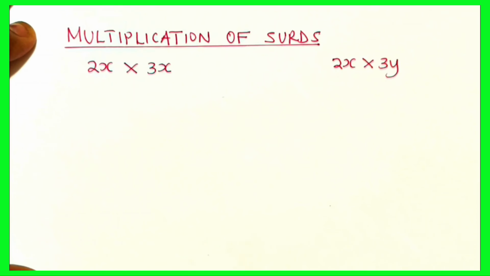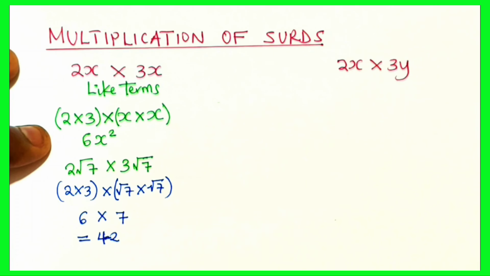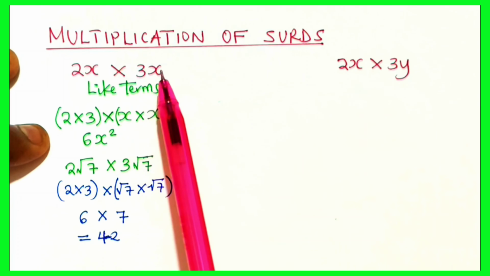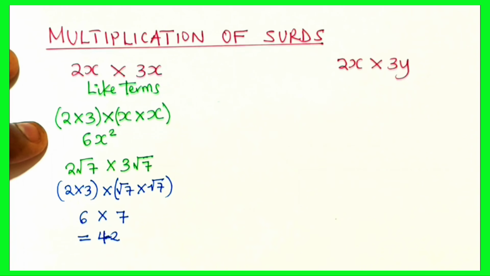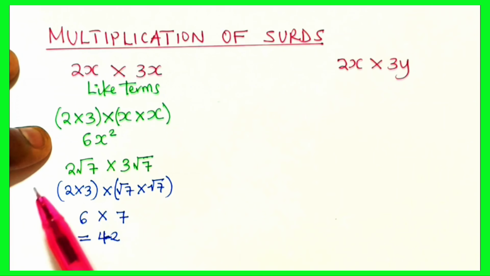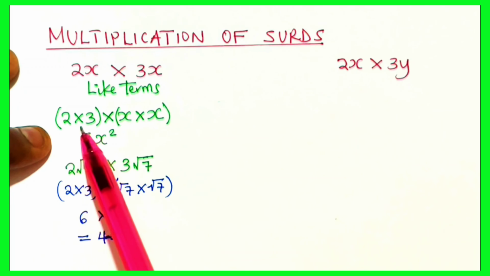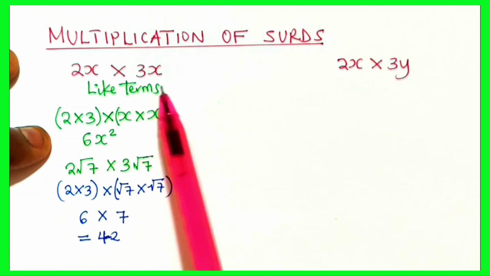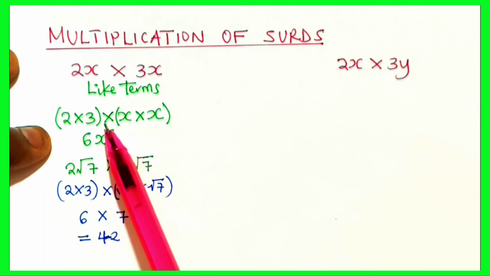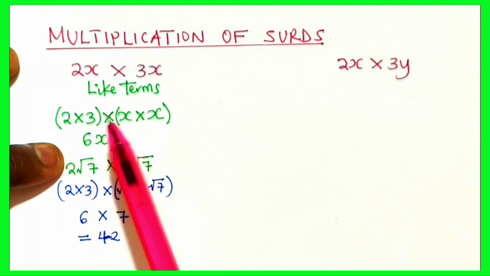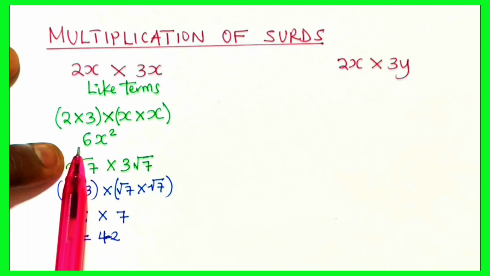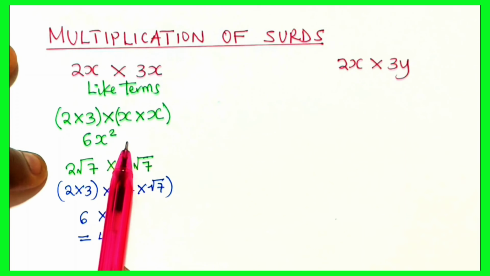What about multiplication of surds? Let's look at these two expressions. Considering that we are multiplying these two terms, and we know that these terms are like, what do we do here? We multiply the coefficients and we also multiply the unknown separately, and then we combine them by multiplying. So here we have 6 to multiply x squared, which will end up giving us 6x squared.